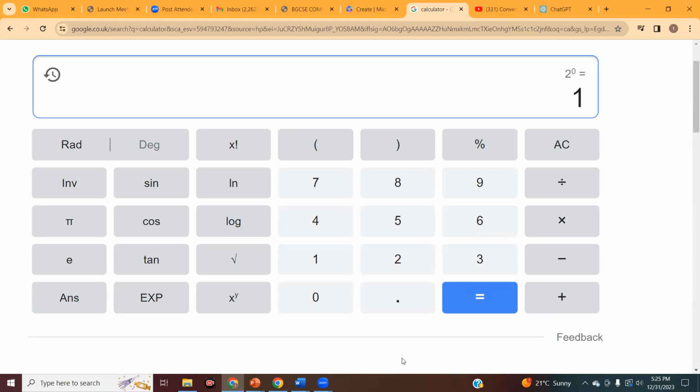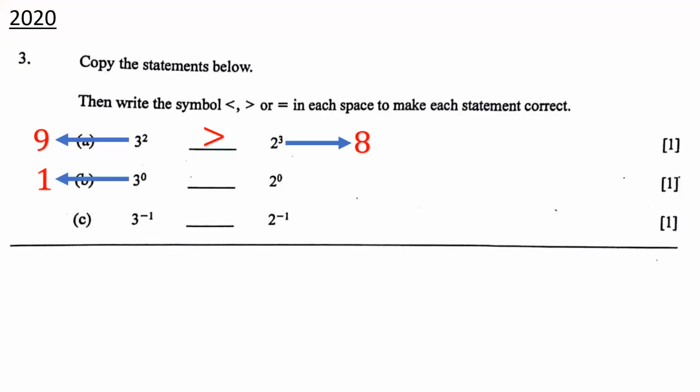In fact, any number raised to the power of 0 is going to be equal to 1. So 3 to the power of 0 equals 1, and 2 to the power of 0 equals 1. And so that means that they are both equal.